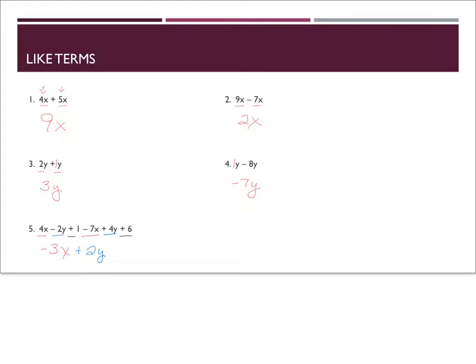Constants are numbers that don't have variables, but I can still combine them. A positive 1 and a positive 6 makes positive 7. None of the terms I have left have a common letter with common exponents, so that's as simplified as I can get.